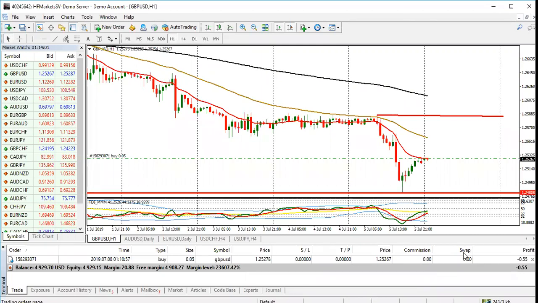But this is swap. Swap is for those on long trades that have spanned days. For every day, the broker charges you some amount of money. It's a swap figure. When this trade enters into tomorrow, you will see a figure here.